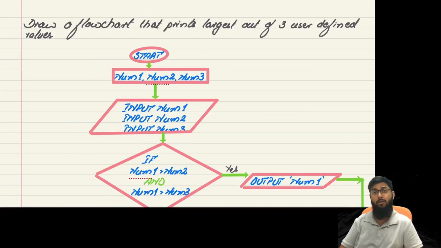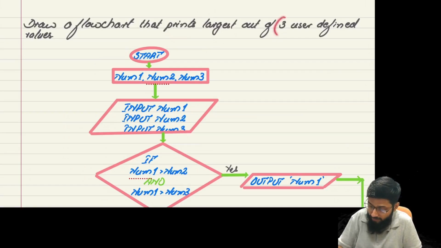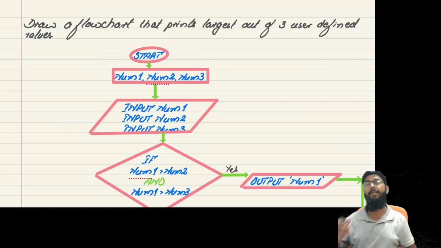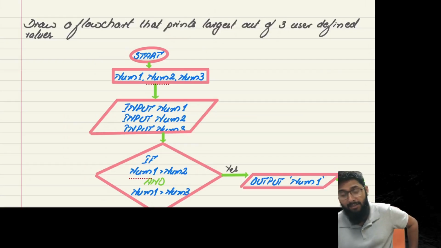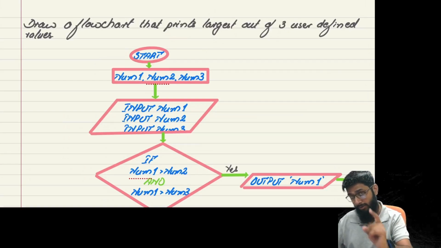It says draw a flowchart that prints, that means that outputs, that displays the largest or maximum out of the three user defined values. Now we need to have three values from the user. So if we need to have three values from the user, that means we need to have three different variables.